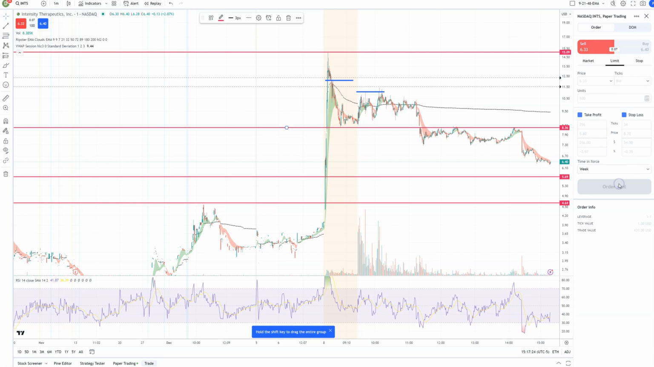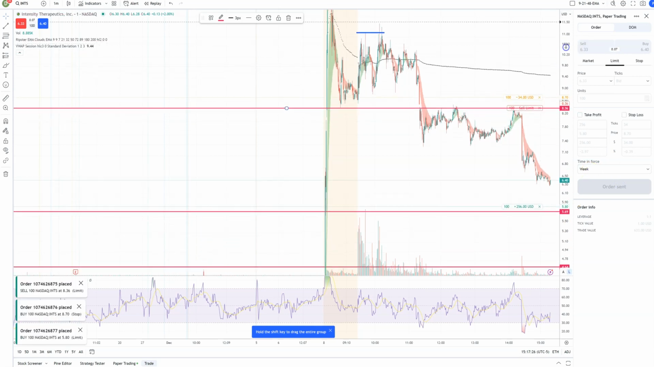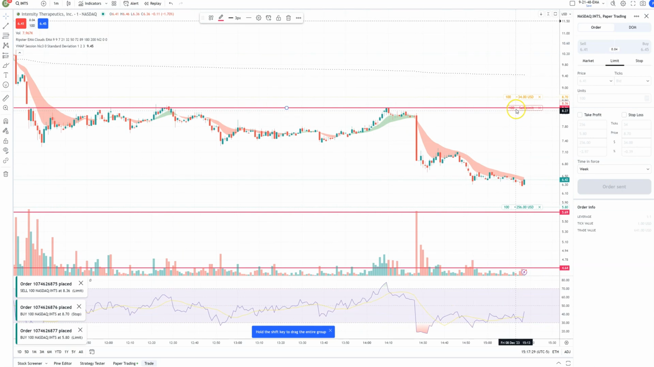Okay, so I click on sell. So this is my setup. Easy, right? Easy. You sell here.